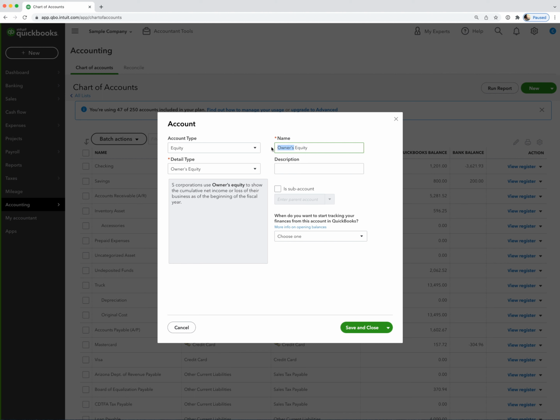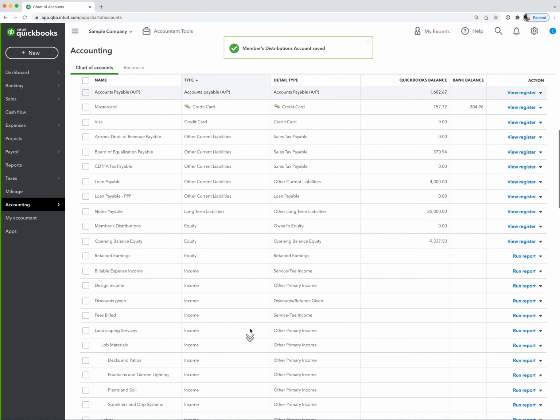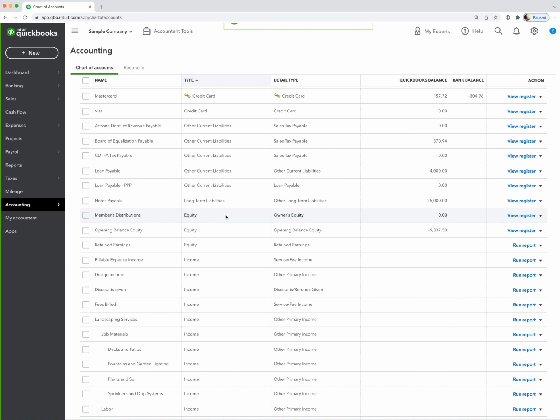So let's say we have an LLC. Then we would call this members, and this is specifically for our distributions. So members distributions. And then we'll hit save. So that's one of our equity accounts that we want to have, members distribution.